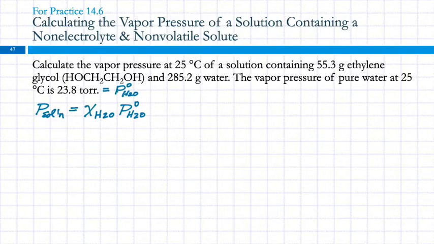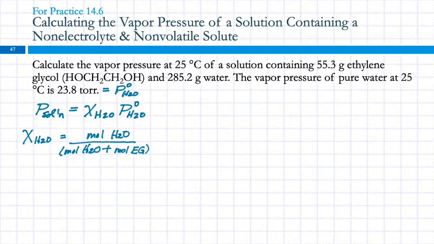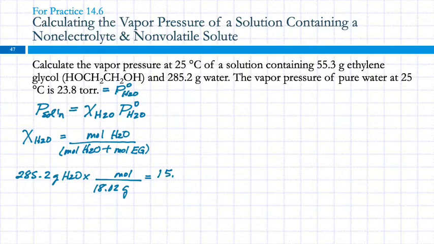So what we need is the mole fraction, right? We want the mole fraction of water. The mole fraction of water in this solution is going to equal the moles of water divided by moles of water plus moles of ethylene glycol. I'm going to call it EG. So we have to calculate two mole quantities, right? For the water, we have 285.2 grams of water, and then we're going to use the molar mass of water to find the moles of water. So that's, this should have 4 sig figs, 15.8268 moles.